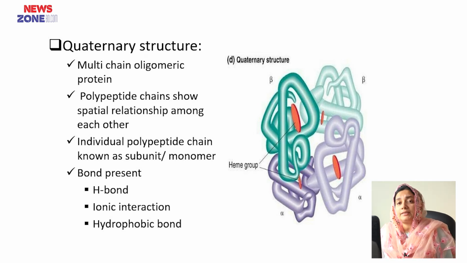To stabilize this quaternary structure, to hold together these multiple polypeptide chains, there should be some bonds present other than the peptide bond. So, these bonds are hydrogen bonds, ionic interactions and hydrophobic bonds. These bonds are responsible for holding together the multiple polypeptide chains in the quaternary structure.